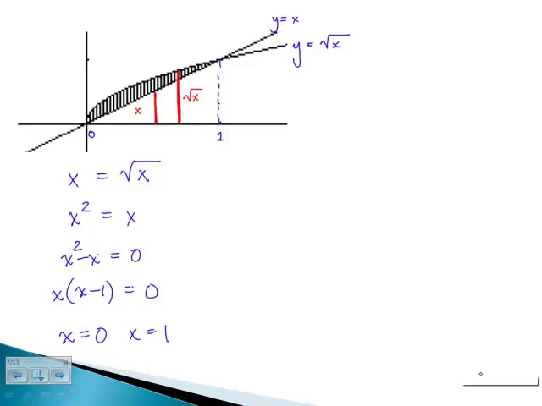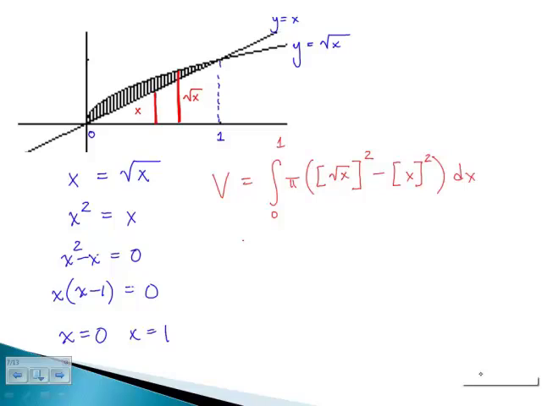So to find the volume, we will integrate from 0 to 1 pi times the outer radius squared. Our outer radius was the square root of x. We will square it, and then we subtract the inner radius squared. The inner radius is just x. We will square it, and we will integrate with respect to x.